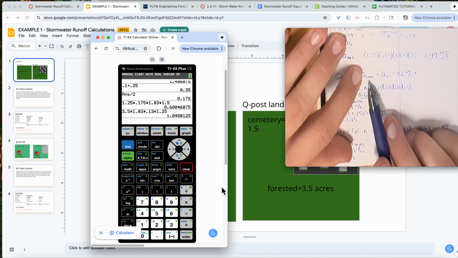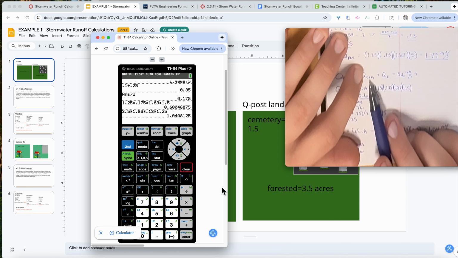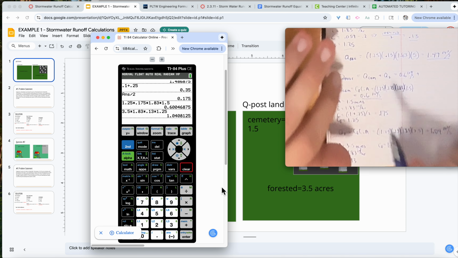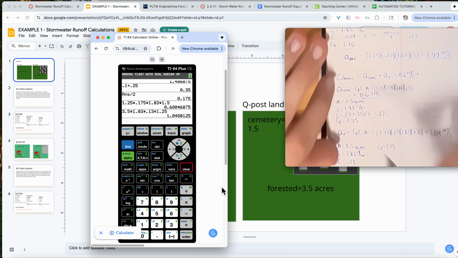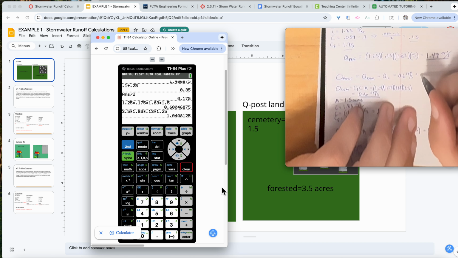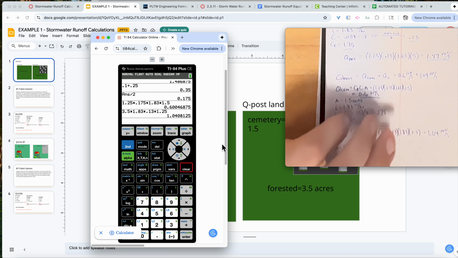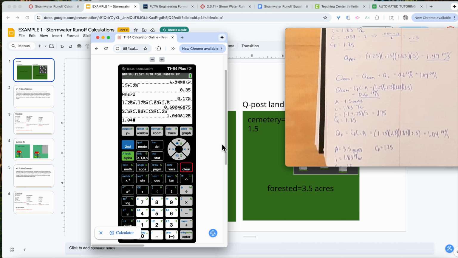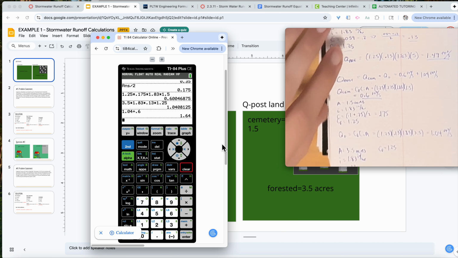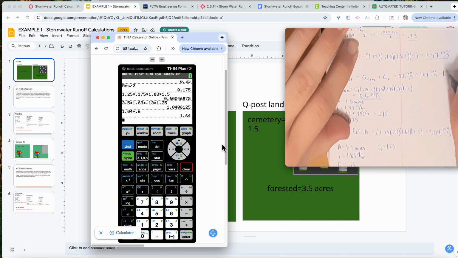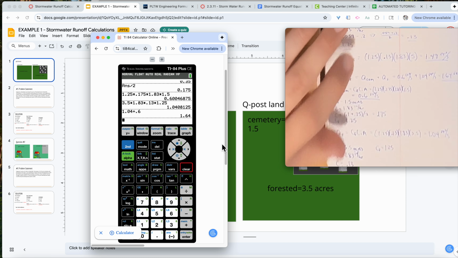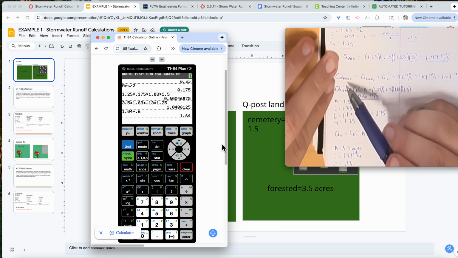And now what we've got to do is add these up. We said Q of the cemetery plus the Q of the farmland in the post-development is going to be Q post. So we add this 1.04 cubic feet per second, and when we add 1.04 plus 0.6, we end up with 1.64 cubic feet per second. Okay, so this is Q pre, this is Q post.